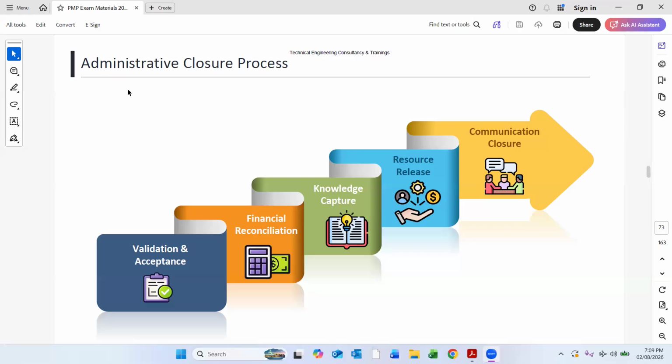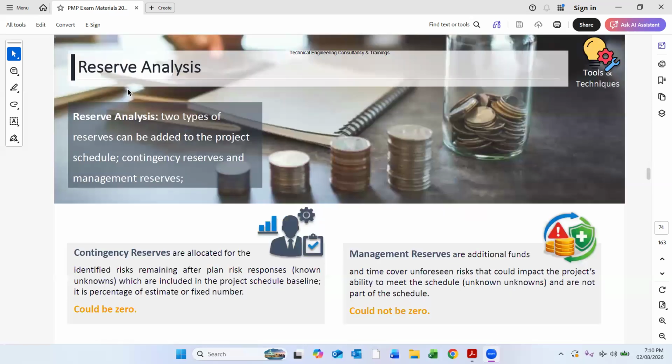We first accept the validation of that contract. Then we discuss and finalize the financial matters, we reconcile, we negotiate. Then we capture the knowledge, and then the resources are released, whether it is labor resource, material, or any subcontract work. And then the communication is closed. So this is how the administrative closure process is.